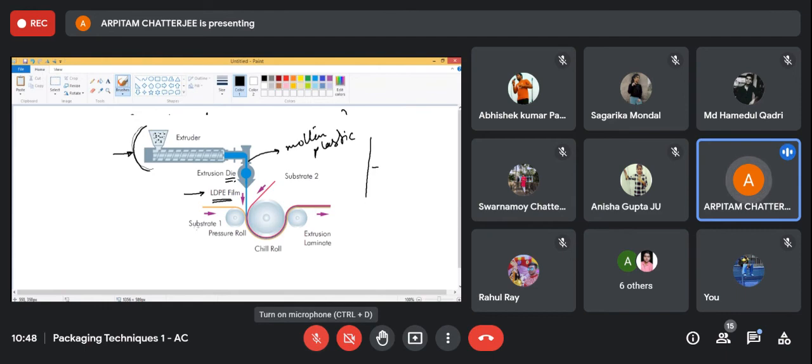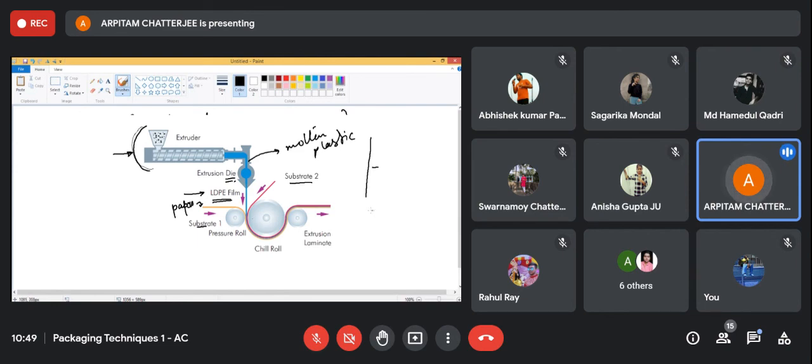You see here is the substrate 1. Substrate 1 is this one, which is nothing but paper in our case. The paper is going there, the molten plastic is coming over here, and substrate 2 may be another layer of paper or maybe another kind of coating that you want to do. So it basically comes in between these two, and this pressure roll comes over there, and this is called a chill roll.